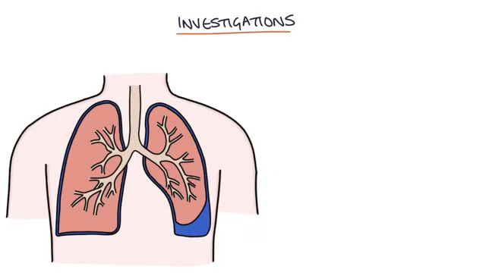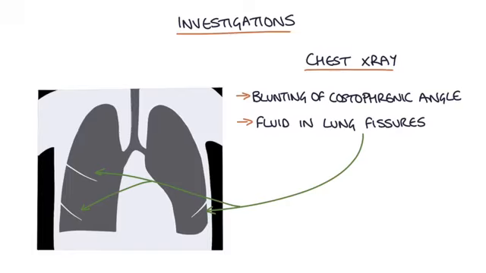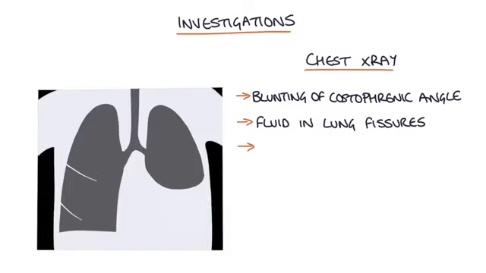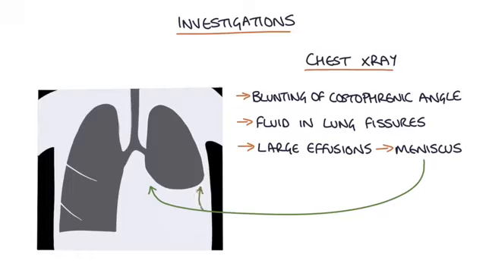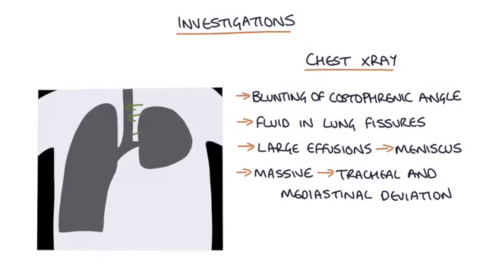What investigations can we do with a pleural effusion? Well, the main investigation is a chest X-ray, and this will show blunting of the costophrenic angle. So the angle down in the corner between the diaphragm and the chest wall will be blunted rather than sharp. You might find fluid in the lung fissures. Large effusions will have a meniscus where there's curving upwards where it meets the chest wall and mediastinum. If there's a massive effusion, you might see tracheal and mediastinal deviation.